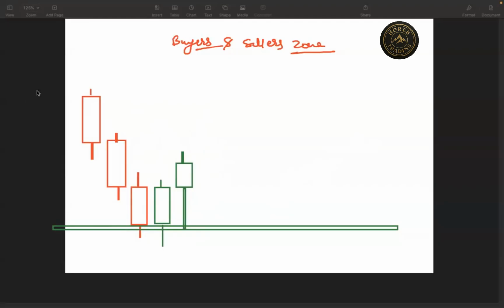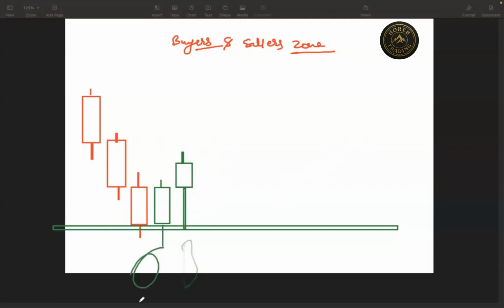His volume is increased. The first candle is weak. The second candle is strong. Okay, the volume is stronger than the past two volumes. Okay, so we can conclude that buyers are strong. The buyers are strong in this level.